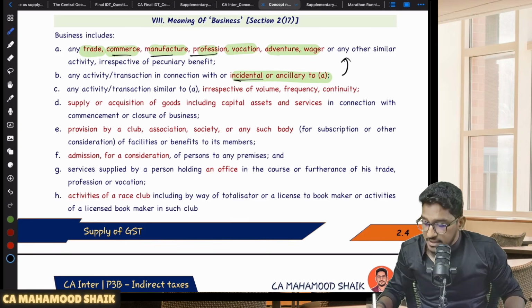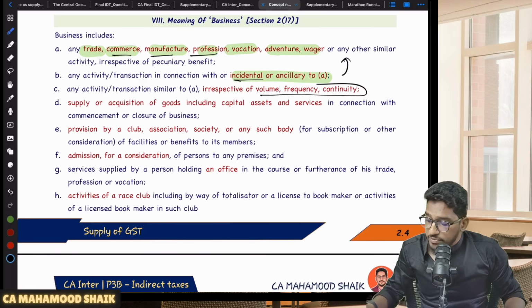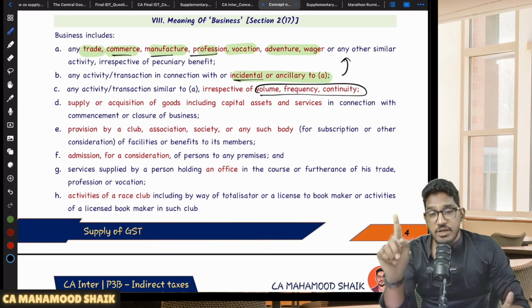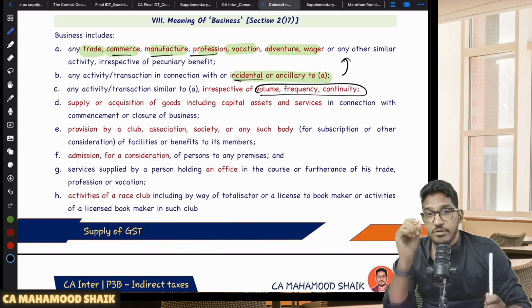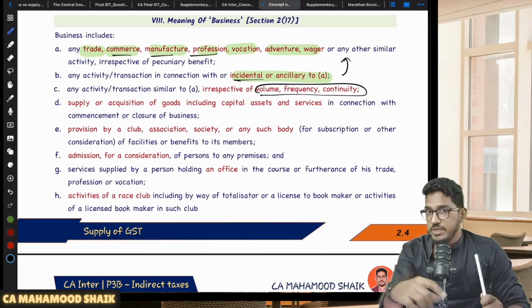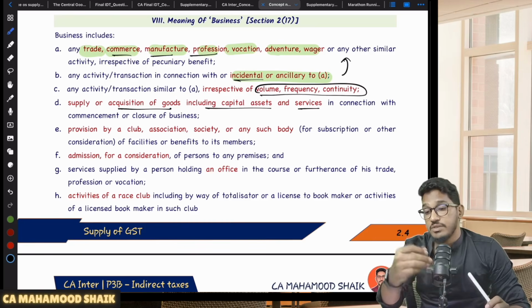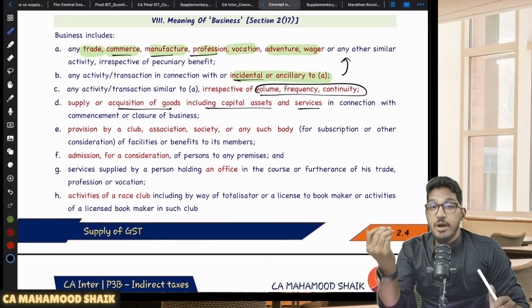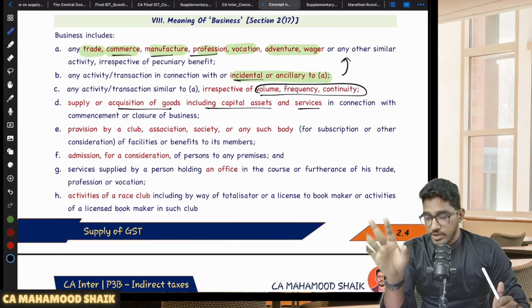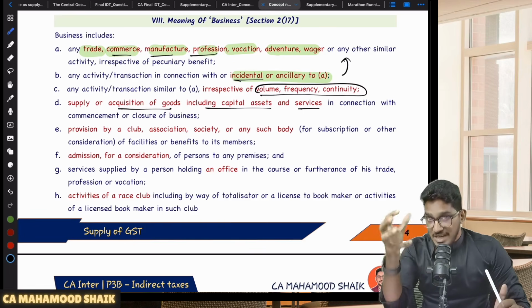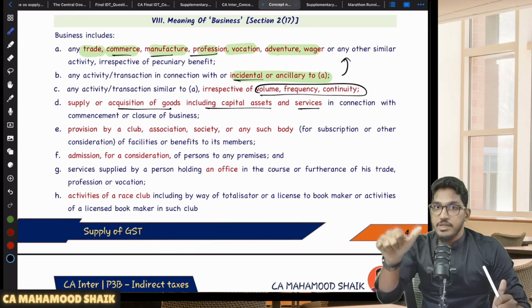Then any activity similar to this, irrespective of volume, frequency and continuity, whether you are doing it only once in a year, doesn't matter, will be considered as business. Supply or acquisition of goods, including capital assets and services, in connection with commencement or closure of the business. You are about to start a business, but for that business you want to procure assets. You did not start the business yet. To start the business, you are procuring the asset. It will be treated as business.